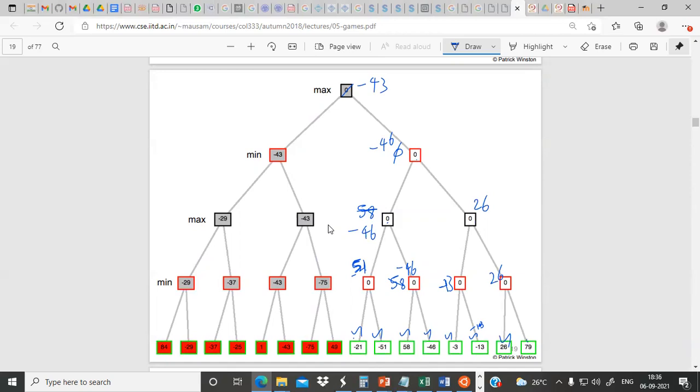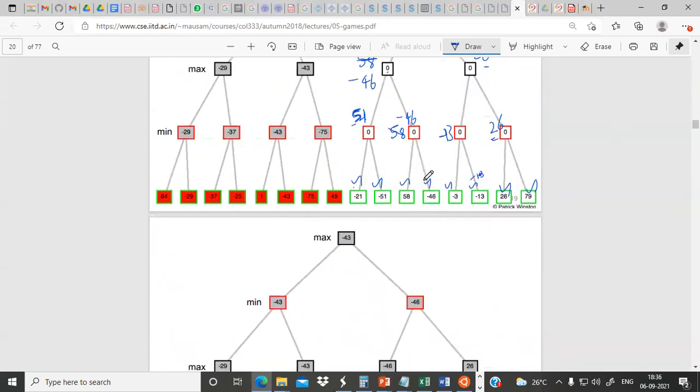And after exploring 79, there is no change because this is min. Anyway, it is going to pick up 26 only. So this is max of minus 13 and 26. That is 26. It is min of minus 46 and 26. That is minus 46. This is max of minus 43 and minus 43. That is minus 43. So this is what we get. So that is what is mentioned here.